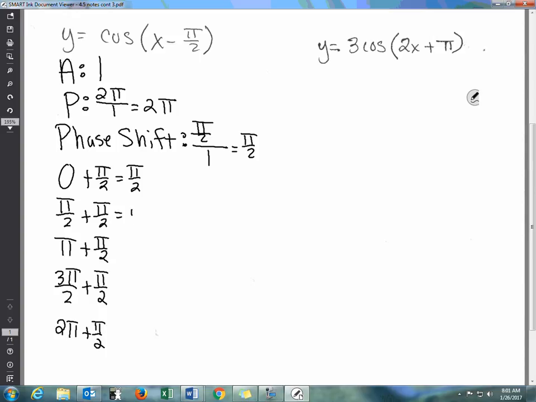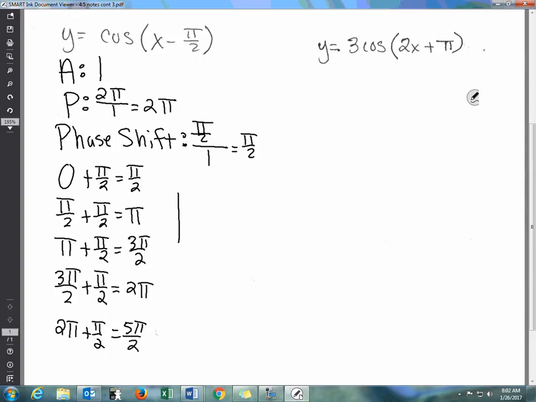A half plus a half is a whole. 1 plus a half is 1.5, or 3 pi over 2. 1.5 plus a half is 2, so that's 2 pi. And then 2 plus a half is 2.5, or 5 pi over 2. Okay, so there's my 5 points.